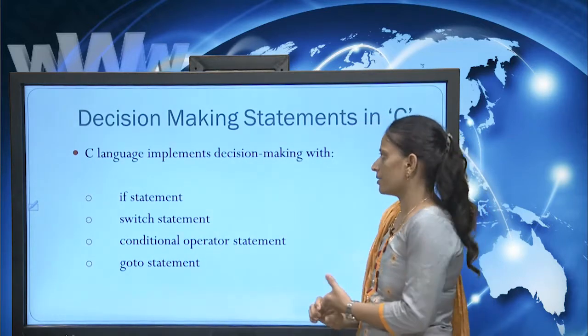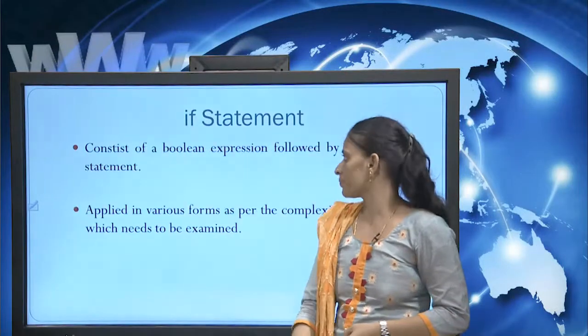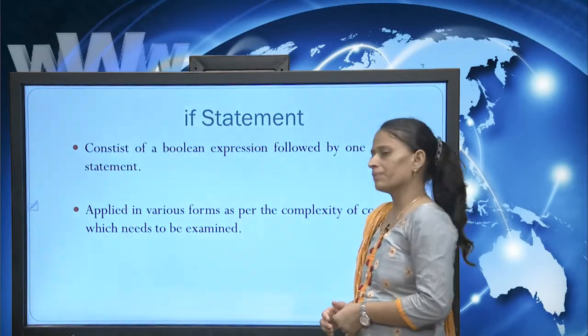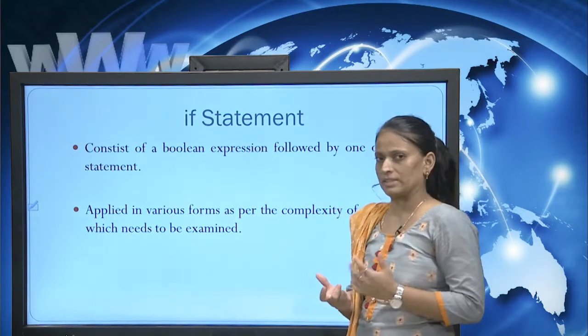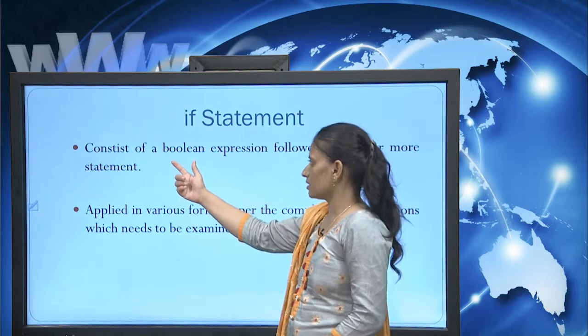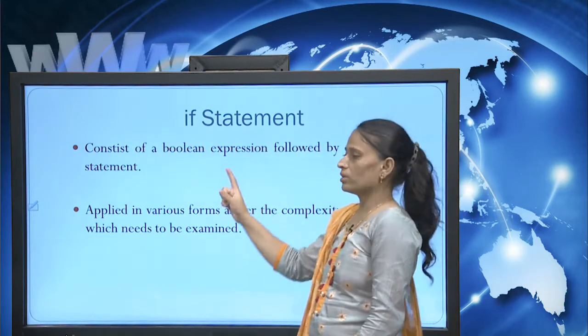Basically in C, it implements the various decision making statements with the if statement, with the switch statement, with the conditional operator statement, and with the goto statement. Let me discuss them one by one. The first one is the if statement, quite the simplest control statement, which consists of a boolean expression followed by one or more statements.